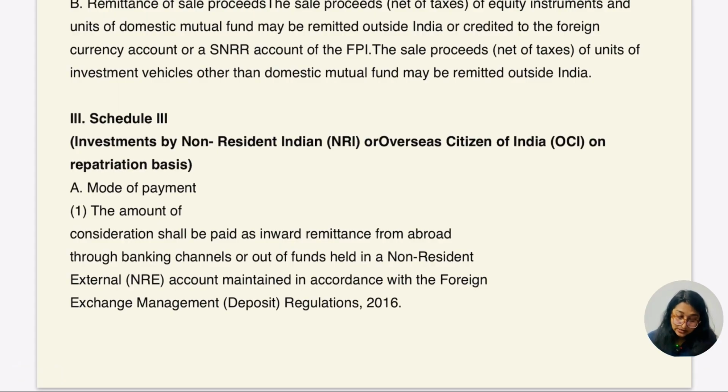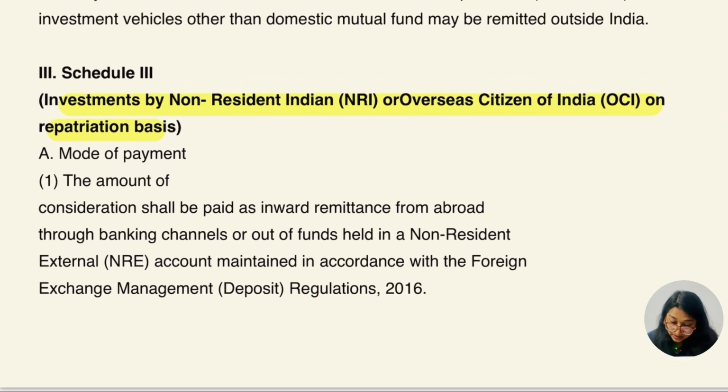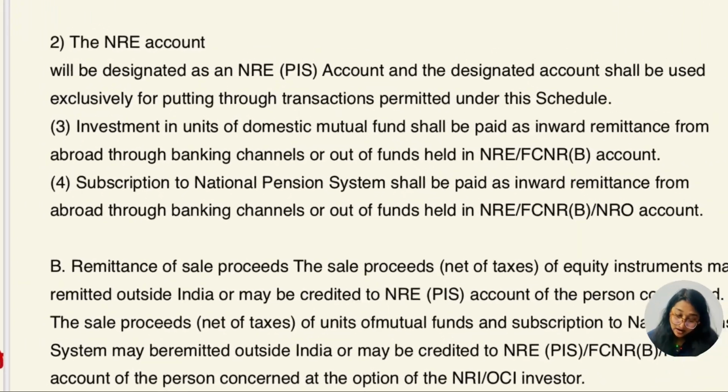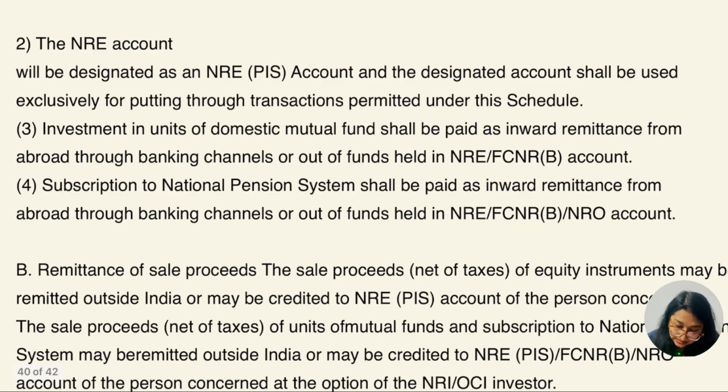The third speaks about investment by whom? By the non-resident Indian or the overseas citizen of India on a repatriation basis. Okay. Again, what is going to be more? The amount of consideration shall be paid as inward remittance from abroad through the banking channel or out of funds held in the non-resident external account maintained in accordance with the Foreign Exchange Management Deposit Regulations 2016. So the NRE account will be designated as the NRE PIS account, and the designated account shall be used exclusively for the transactions permitted under this schedule.